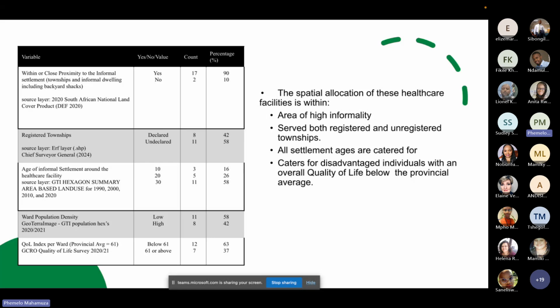How close are these newly constructed facilities to that mandate? Honestly, it was achieved, as we can see that 90% of healthcare services were within informal areas. We also noticed that 48% of these healthcare facilities were distributed between declared and undeclared townships. We also saw that when it came to the age of informal settlements, they were not biased when choosing the location of these healthcare facilities. So we can see that it's equally distributed from the oldest informal settlement to the most recent, which is 10 years.